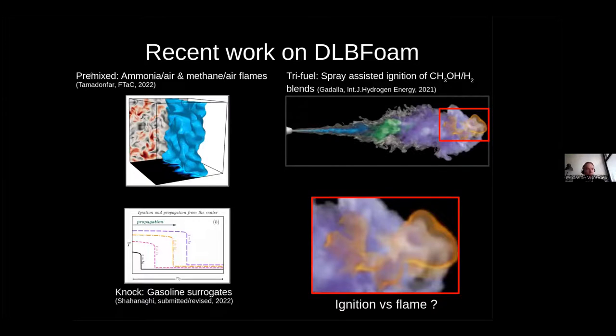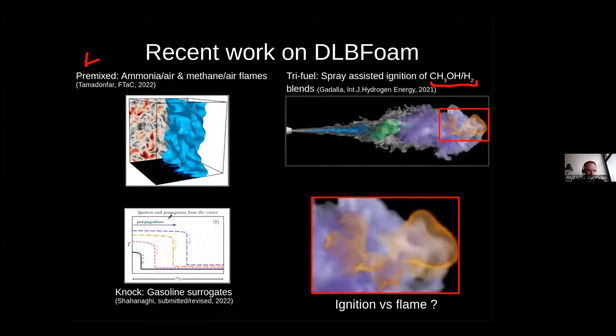So, for example, this was a recent paper by Parsa Tamadonfar in Flow, Turbulence and Combustion this year on premixed combustion, ammonia-air and methane-air flames. Then we use DLBFoam to study tri-fuel, so spray-assisted ignition of methanol-hydrogen blends, which was published in International Journal of Hydrogen Energy.